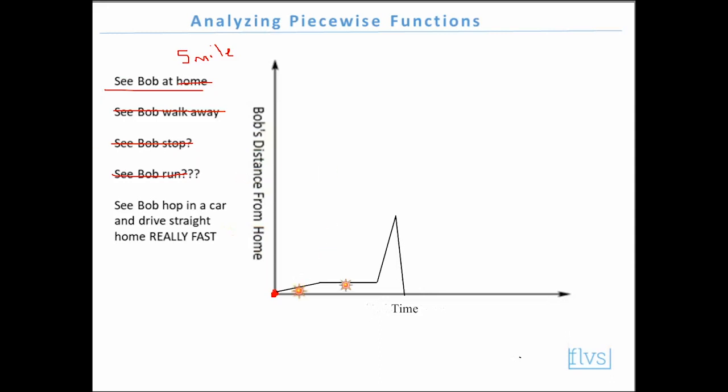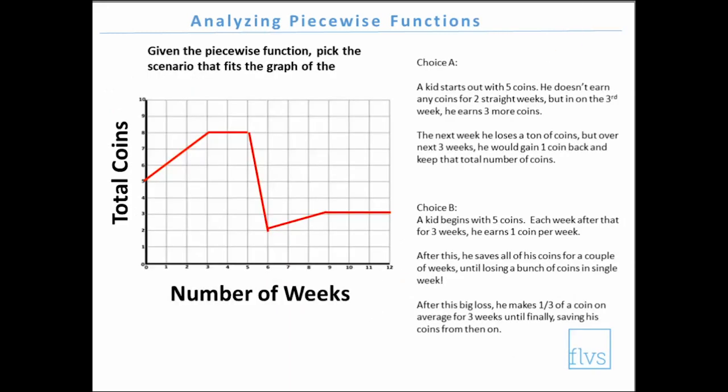You're going to need to interpret these intervals of change. Sometimes you're going to be given the graph and then told the scenario. Sometimes you're going to be given a scenario and given multiple graphs, and you have to interpret it. All right, so keep that in mind. So here's another piecewise function. This time, again, we're still looking at quadrant 1, and we've got these actual markings. Notice we want to read the x-axis and the y-axis. We need to know what we're looking at. We're looking at number of weeks and total coins.